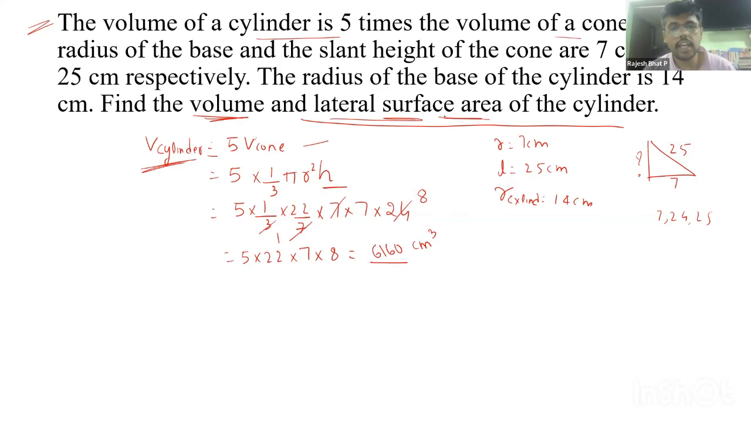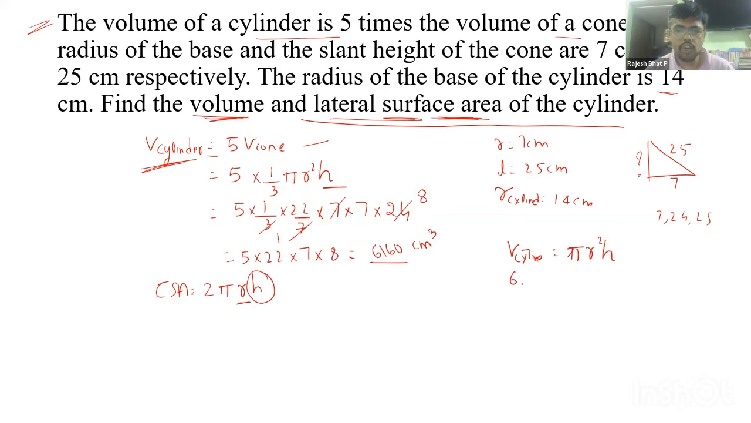Next, they're asking what is the lateral surface area of the cylinder. What is the lateral surface area? CSA. What is the formula? 2 pi r h. For 2 pi r h, is radius given? If you see, the radius of the cylinder is given, but height is not given. There you can use this relationship, or you can very clearly see the volume of the cylinder. What is the formula for the volume of the cylinder? It is pi r square h.